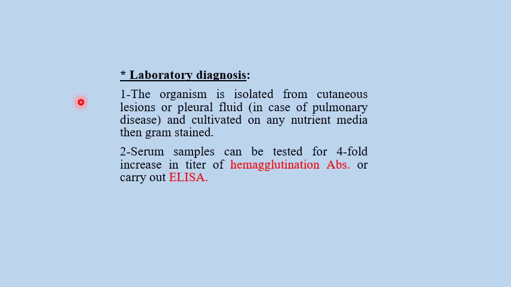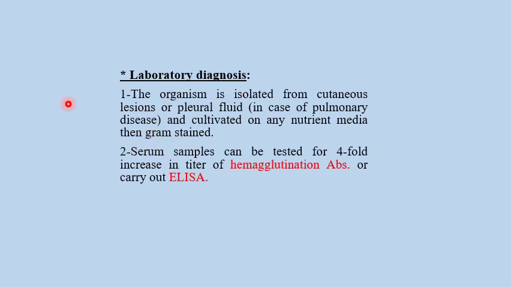Laboratory diagnosis: the organism is isolated from cutaneous lesion or pleural fluids in case of pulmonary disease and cultivated on any nutrient media. Because this organism is like Bacillus subtilis that we have in the lab, it can grow easily on any routine media and can be gram stained. But of course you can differentiate between it and the ordinary Bacillus subtilis which is non-pathogenic.